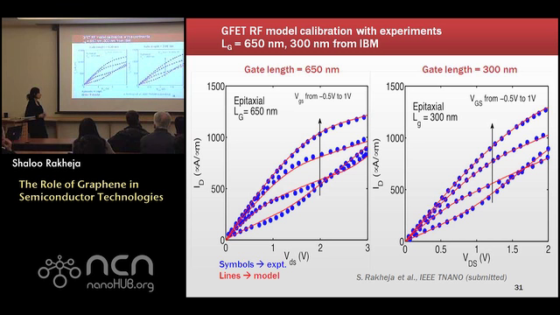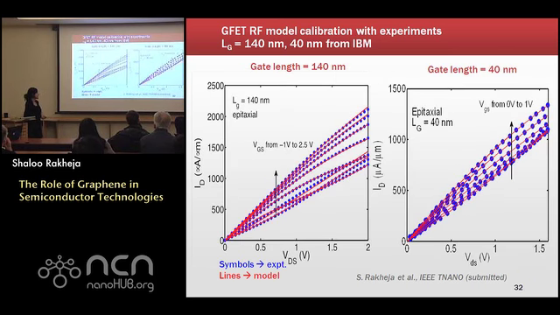We see that an extremely good match is obtained between the two, and we were able to extract some of the parameters in the model in a physically meaningful and realistic way. This is the data for 140 and 40 nanometer channel length devices. This is again output data, and we again see a very good match between the experiments and our model.